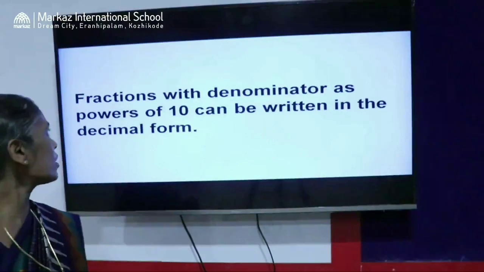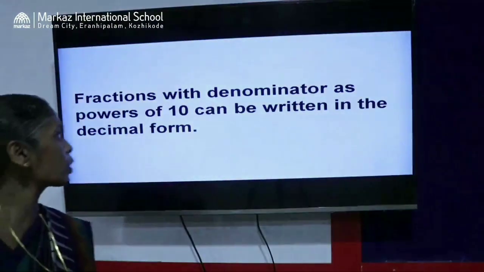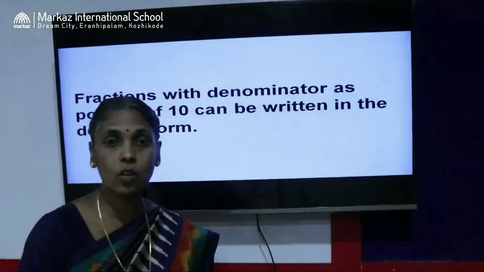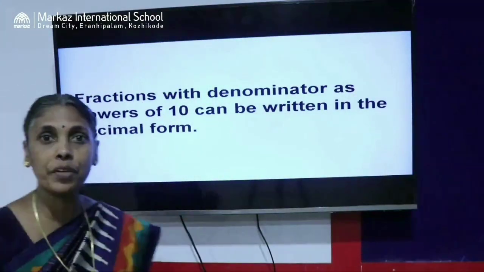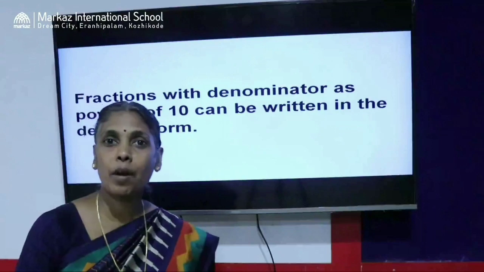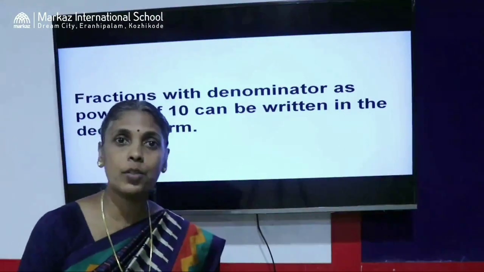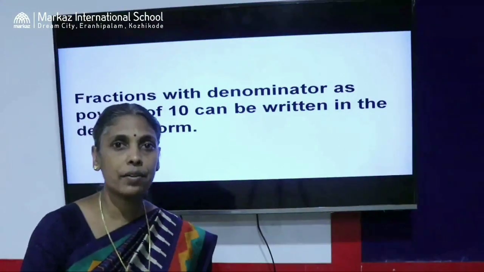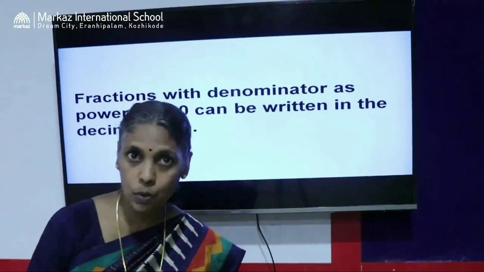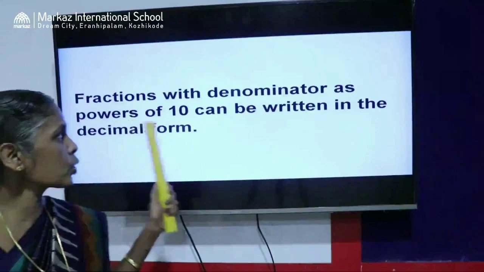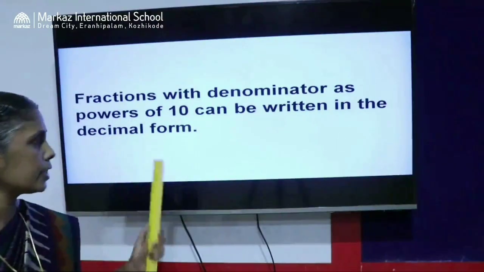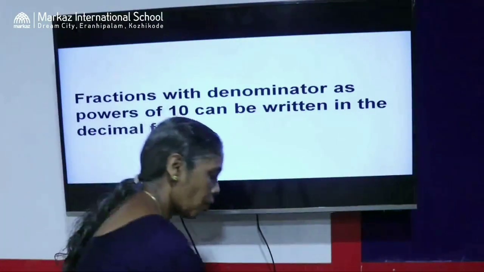Now, fractions with denominators as powers of 10. What do you mean by powers of 10? 10 raised to the power 1 is 10. 10 raised to the power 2 is 100. 10 raised to the power 3 is 1000. So if the denominators are powers of 10, then you can write the fraction in decimal form.